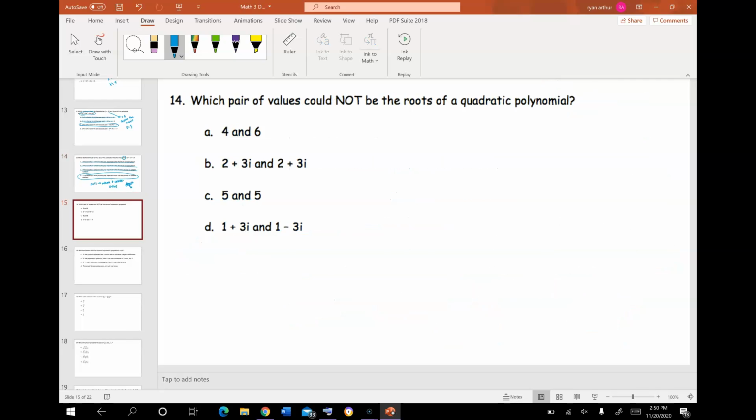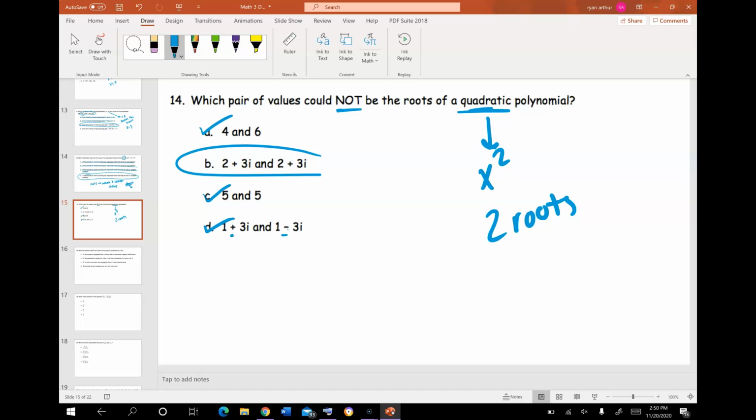Which pair of values could not be the roots of a quadratic? All right, a quadratic has how many roots? It's x squared, right? So there are only 2 roots for a quadratic. So which one could not be? Well, with 2 roots, that one can be it, and that one can be it. Now remember with imaginary numbers, you have to have the opposite. See how this one says plus and this one has minus? So that one's it. See how this is both plus? That can never happen. One has to be positive, one has to be negative. So B is my answer.